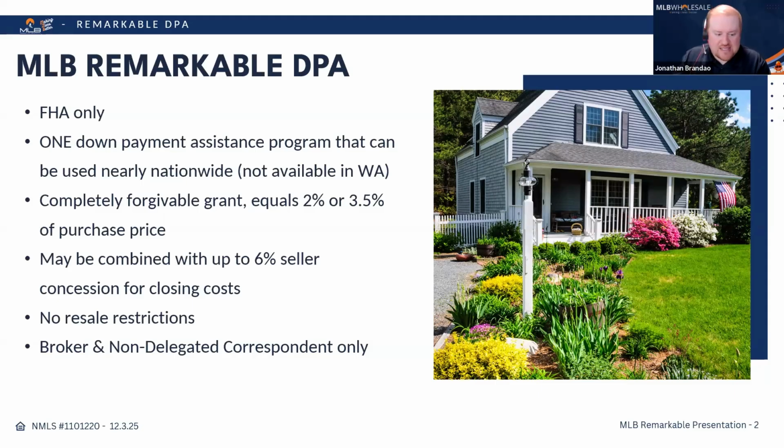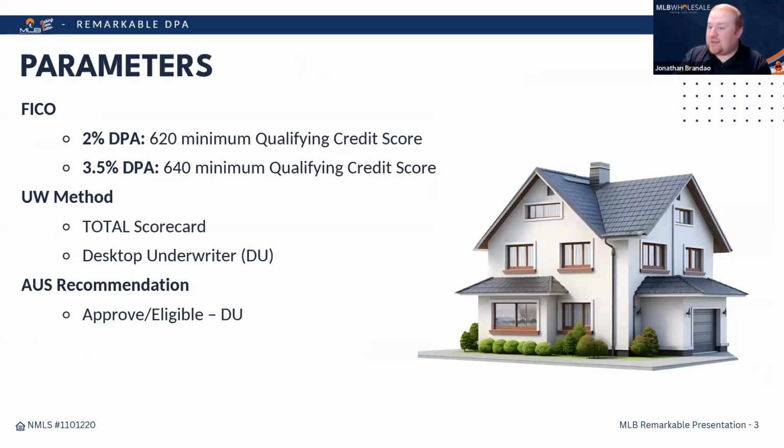The other difference is, of course, your FICO requirement. With the 2%, you can go down to a 620. For the 3.5%, the minimum would be a 640. Now, for both of those options, no matter which DPA you're going with, we do require an approve/eligible finding through your DU. Desktop Underwriter is the only one we accept on this program, and we do need that approve/eligible finding. So we are unable to do a manual underwrite on the Remarkable DPA specifically.